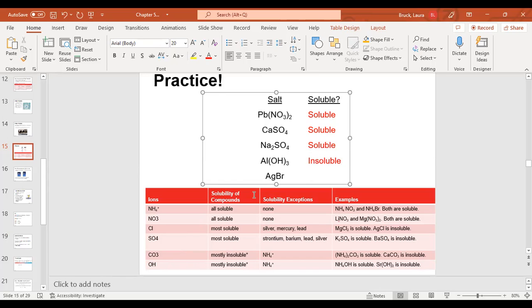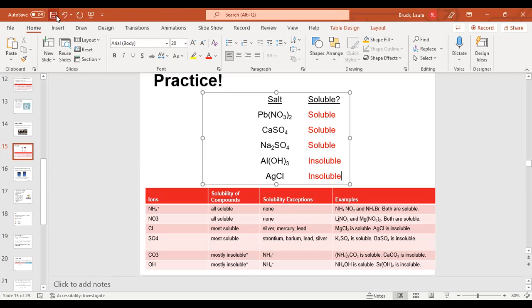And then Br, let's see, I don't have any Br on here, so let's do chlorine. Change it up. Okay, Cl. Most of them are soluble except silver, mercury, and lead, and here we have silver. So I would conclude that this is insoluble.